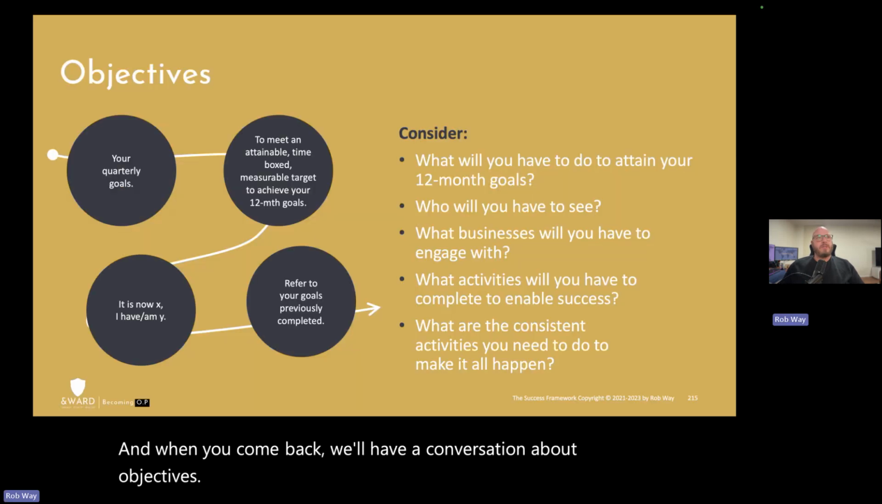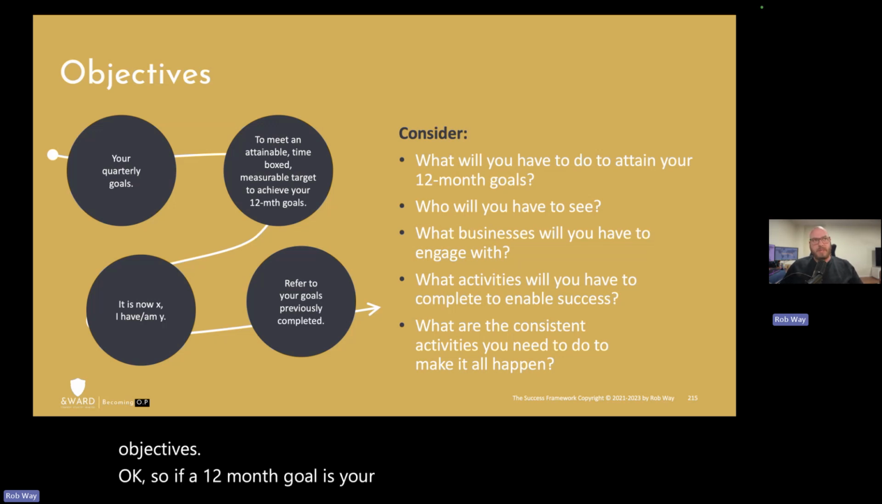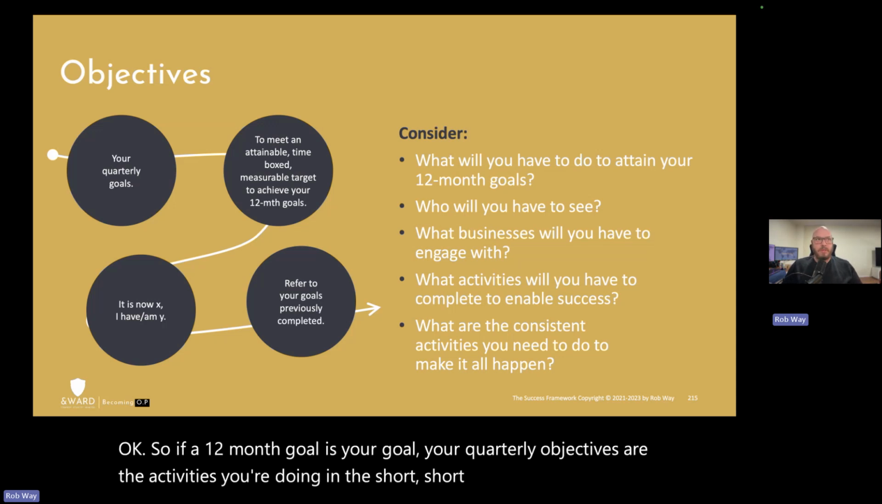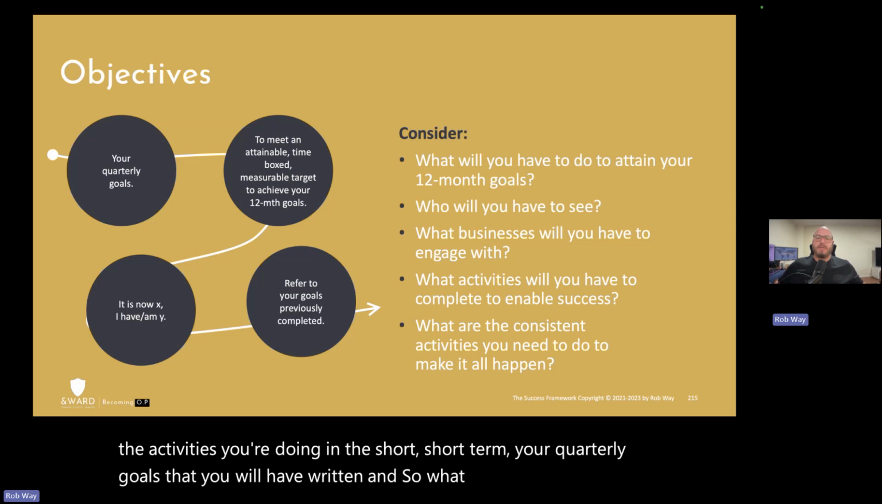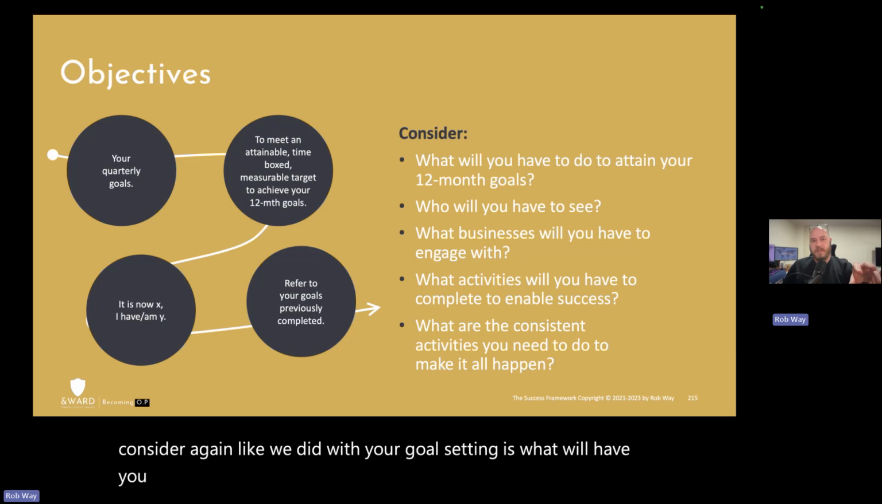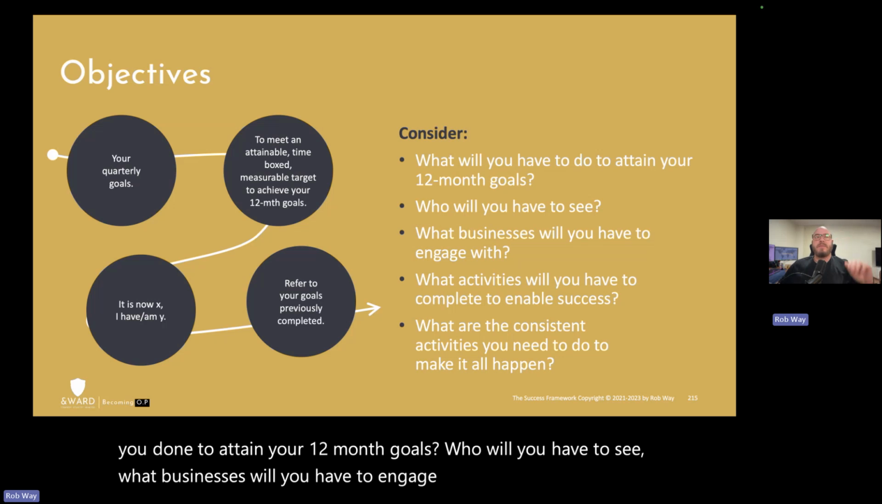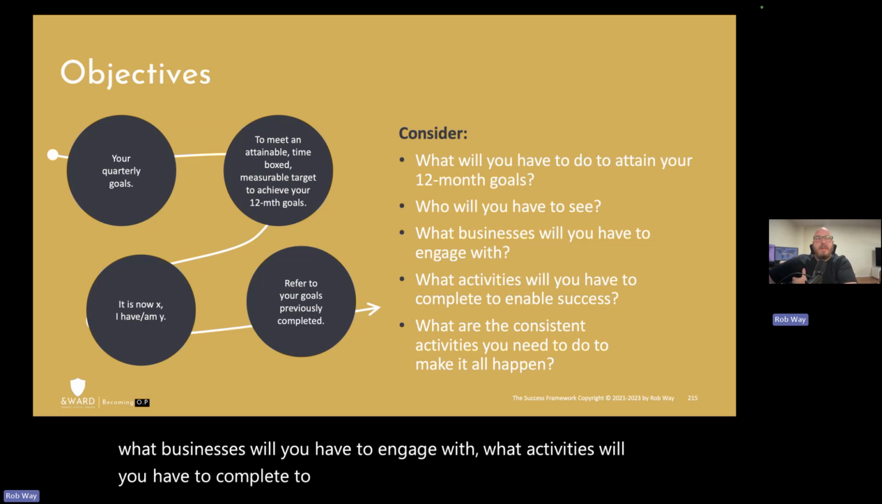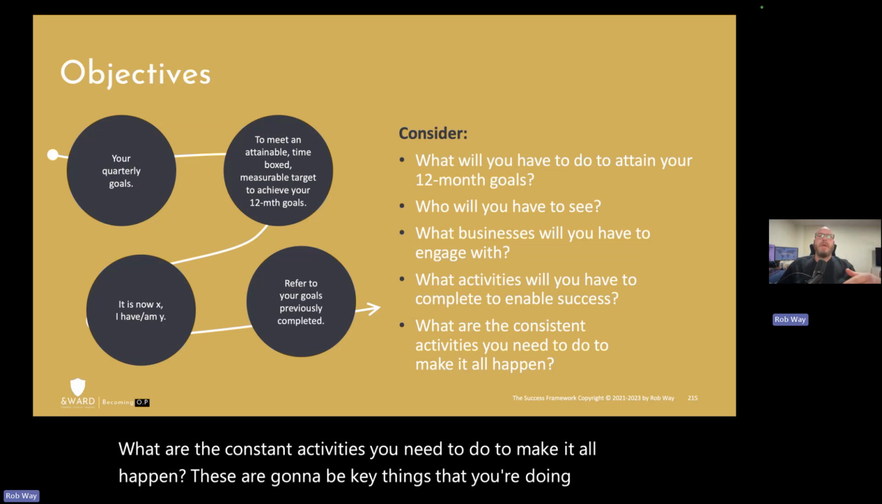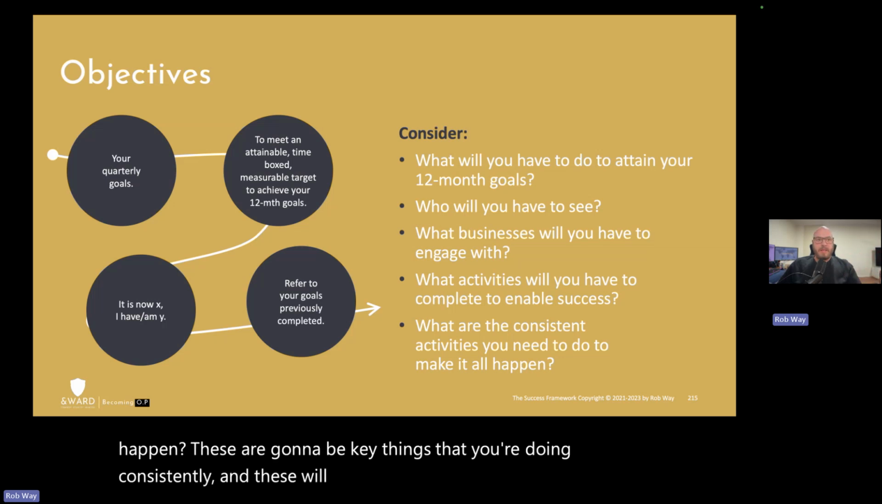Okay. So if a 12-month goal is your goal, your quarterly objectives are the activities you're doing in the short term, your quarterly goals that you will have written. And so what I want you to consider again, like we did with your goal setting, is what will you have done to attain your 12-month goals? Who will you have to see? What businesses will you have to engage with? What activities will you have to complete to enable success? What are the constant activities you need to do to make it all happen? These are going to be key things that you're doing consistently. And these will answer, what are your tactics?